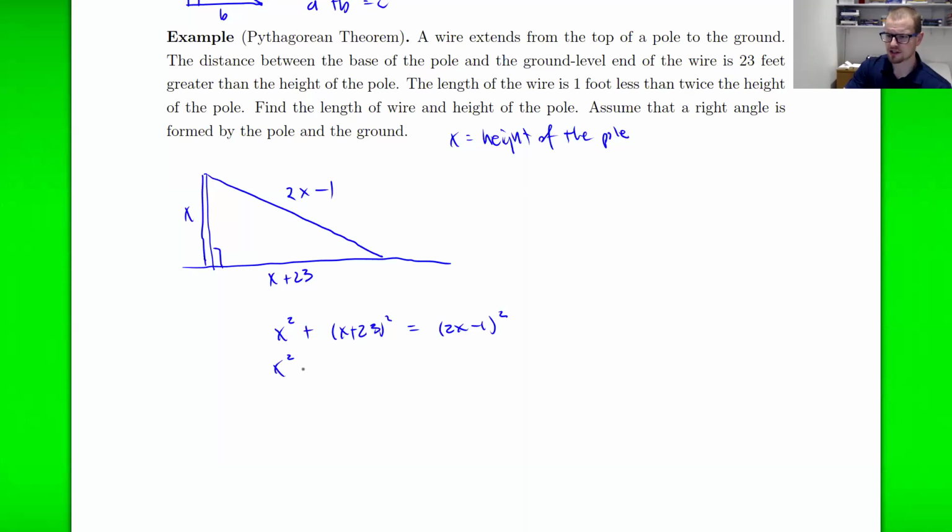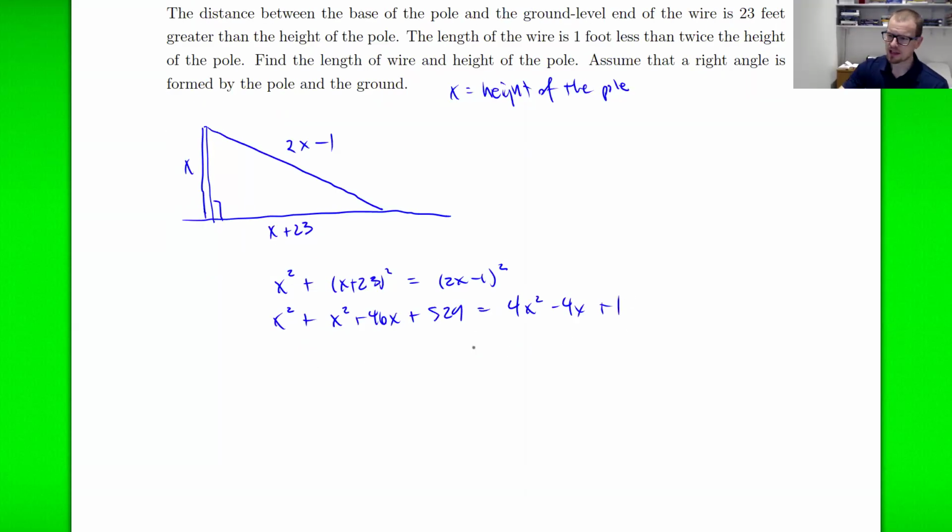Expand the square on each side, so x squared plus x squared plus 46x plus 23 squared, which is 529. And expand the (2x minus 1) squared to get 4x squared minus 4x plus 1. We can simplify on the left-hand side just a little bit. We can write it as 2x squared plus 46x plus 529 is equal to 4x squared minus 4x plus 1. That helps us recognize that we can subtract the 2x squared instead of subtracting x squared and then subtracting x squared again. That would be a little bit silly.